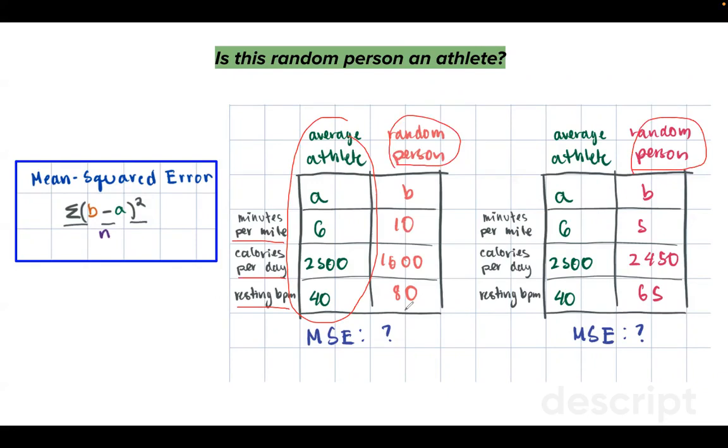I won't calculate it in this example, but you should find that the mean squared error of the first person is much higher than the mean squared error of the second person. The low mean squared error of the second random person suggests that they can be classified as an athlete, whereas the high mean squared error of the first person suggests that they might not be an athlete. This is one example of classification, and in the lesson that you'll be teaching the students, we'll be doing classification for characteristics of a face.